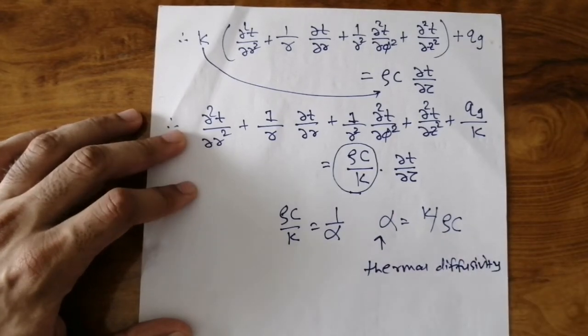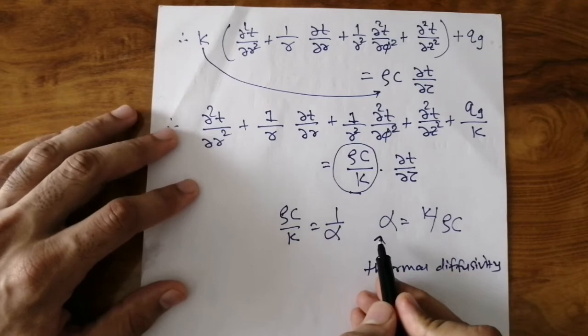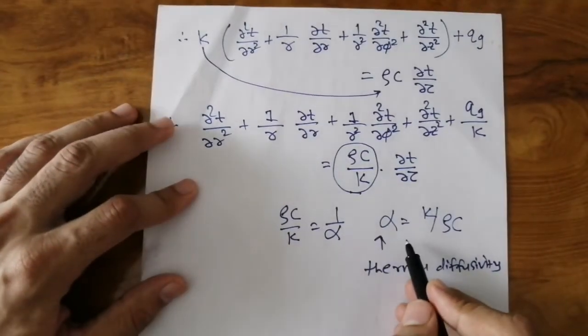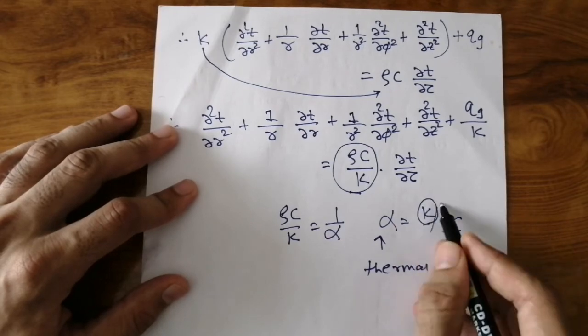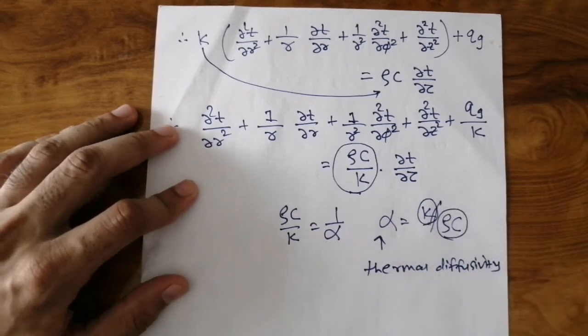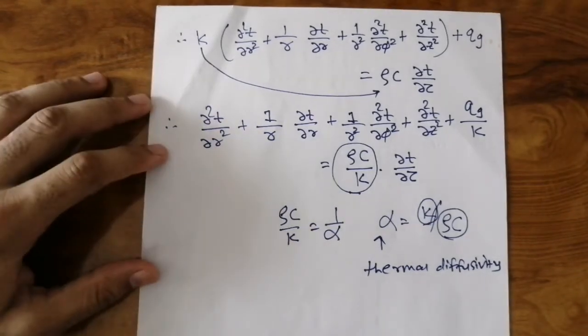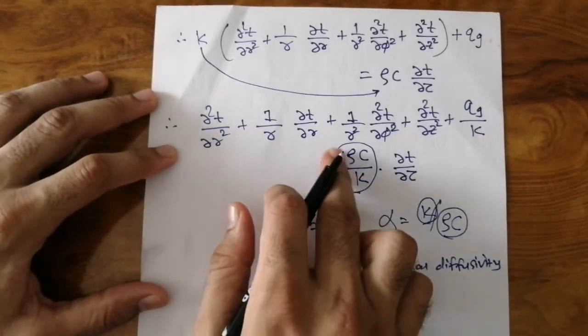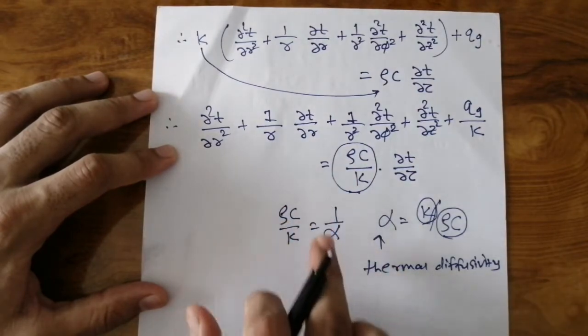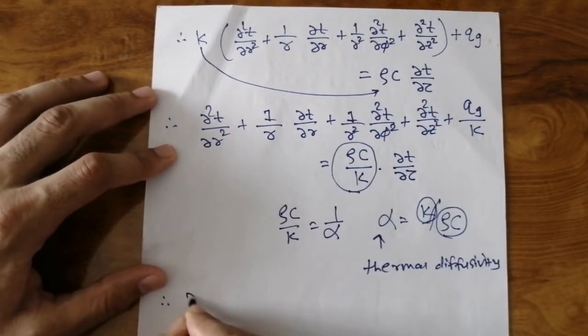Alpha is thermal diffusivity, which is denoted by alpha. It is the ratio of thermal conductivity to thermal capacity, alpha is equal to K by rho C. So we should put rho C by K is equal to 1 upon alpha. So what will be our equation?